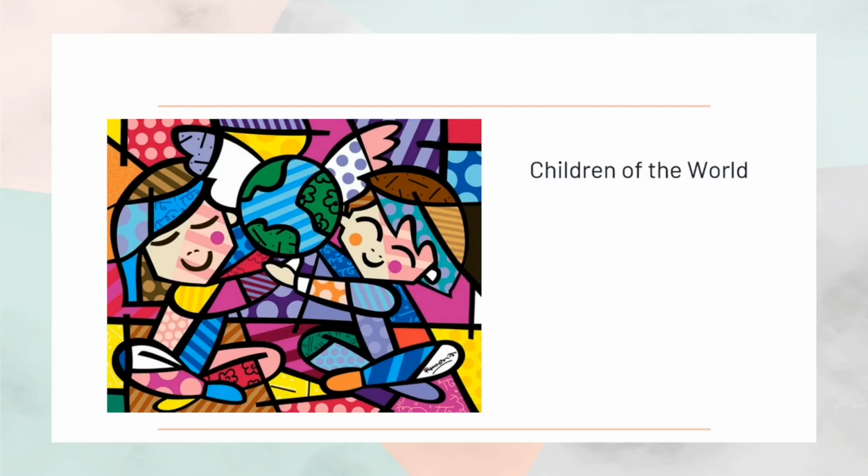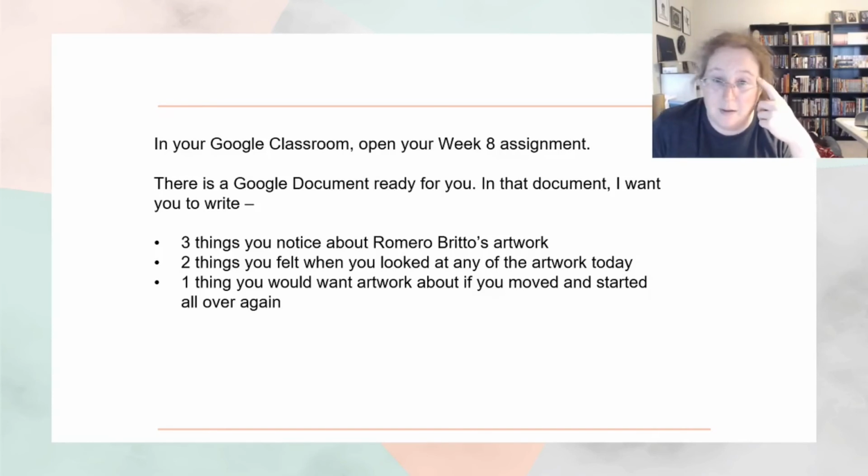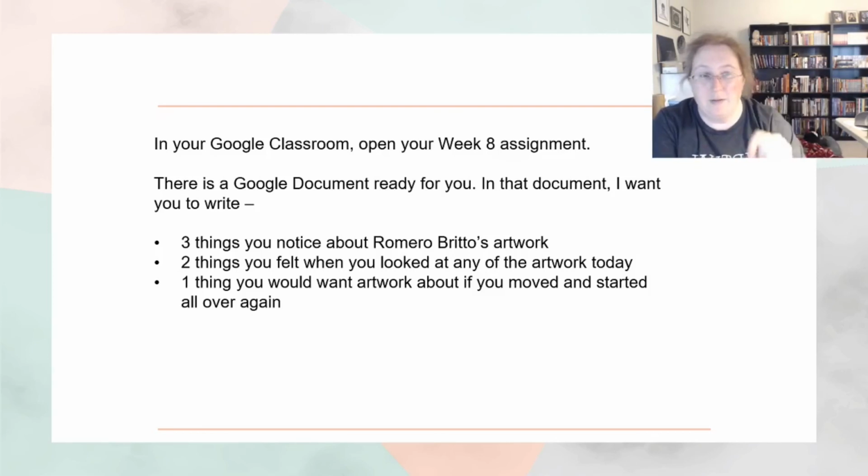But today, you are not going to be starting an actual artwork. I want you to stop and think about his artwork, and I want you to think about some other things too. In the Google document that's on your assignment, I want you to write 6 things total for me. I want you to write 3 things that you've noticed about Romero Brito's artwork. So you can write 1, I noticed. 2, I noticed. 3, I noticed.